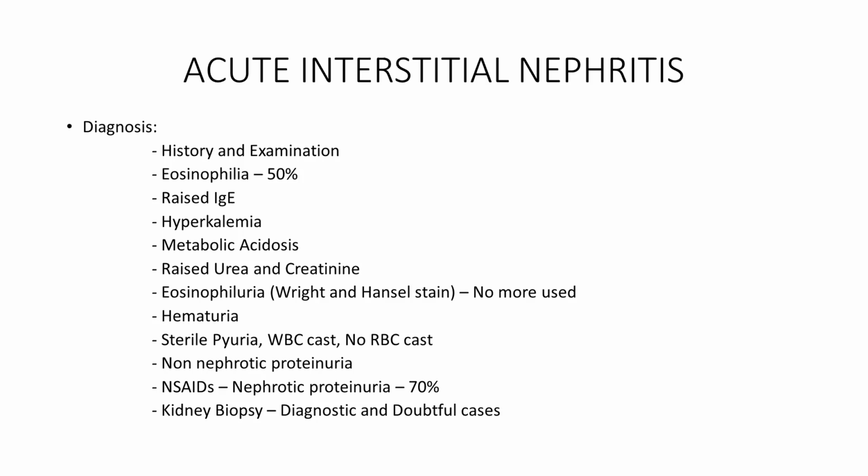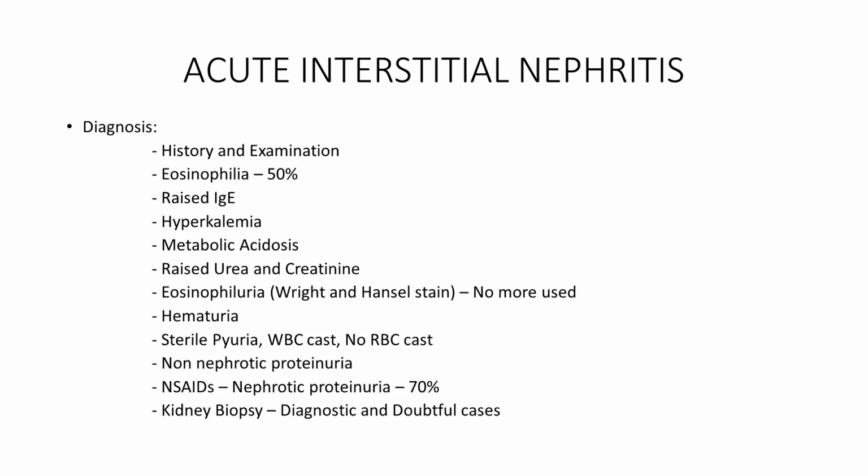Previously, eosinophiluria, that is eosinophils in the urine, was diagnosed with the help of Wright and Hansel stain, but they are no more used. Hematuria can also help you in the diagnosis of acute interstitial nephritis, along with sterile pyuria and WBC casts, but no RBC casts. RBC casts are seen in acute nephritic syndrome. Non-nephrotic proteinuria is seen; NSAIDs, as I have already told, can present with nephrotic syndrome as well as acute interstitial nephritis.